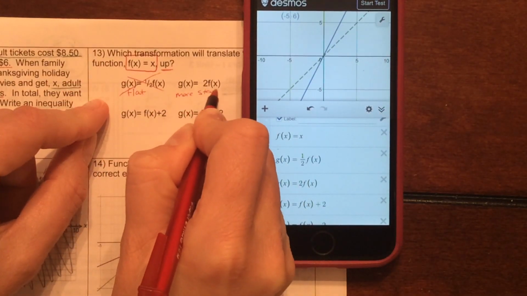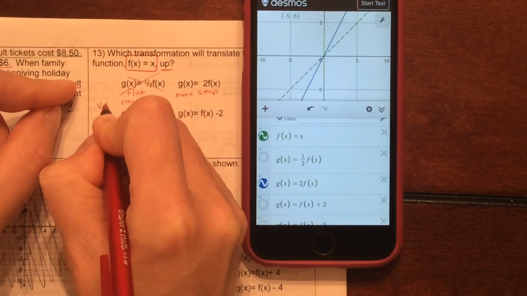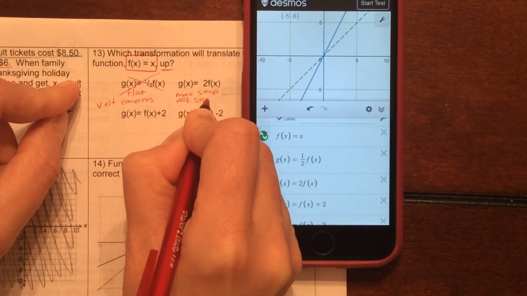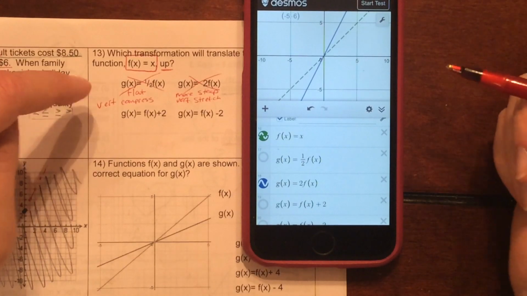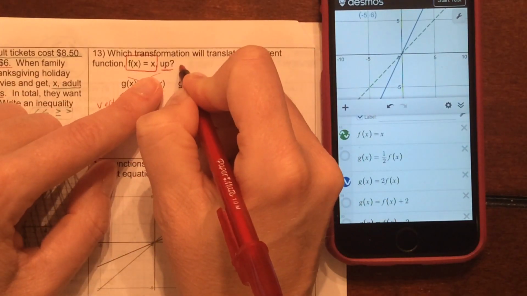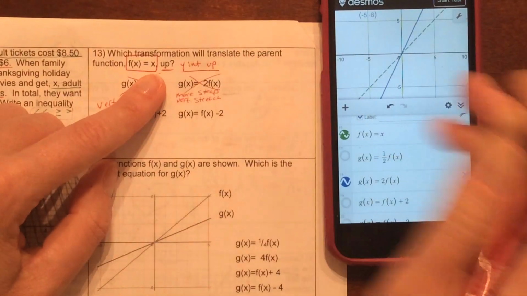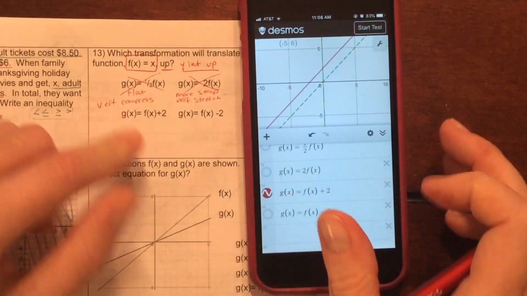These are vertical compressions. I'm going to write vertical compression and a vertical stretch. This is not moving it up. That is changing the steepness. When it talks about moving it up, it's talking about moving your y-intercept up. So now let's hide that one and let's go to this next one.